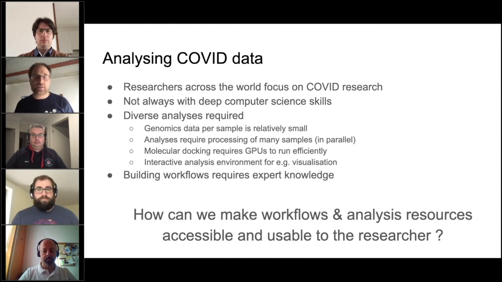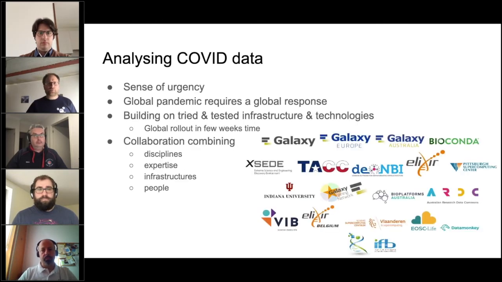So the big question here is, how can we make all of this available to researchers so that they can access and use these resources? And of course, when analyzing COVID data in such a pandemic, there is a sense of urgency. We do not have time to build an infrastructure from scratch. We don't want to spend weeks and weeks preparing this. We want to have this available really fast. And this needs to be global, because this is a global pandemic, so it's not located in one specific country or one specific region. We really need a solution that covers the whole globe.